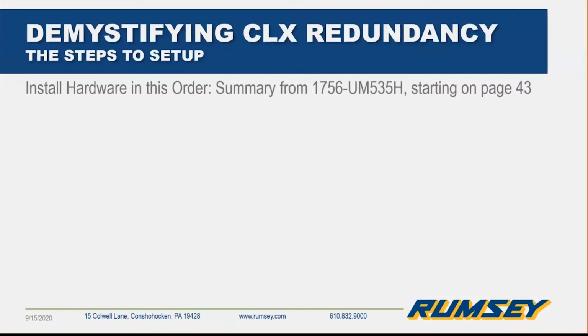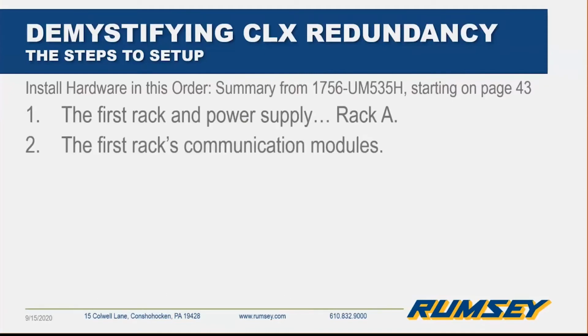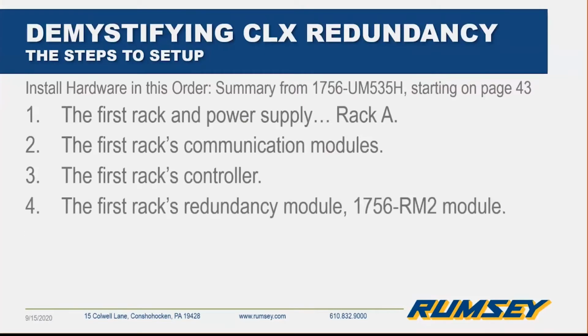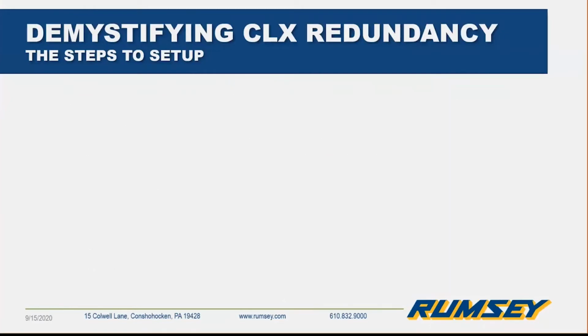Now, this is out of the 1756-UM535 manual specifically. I shrunk it down and summarized it for you. Simply, you're going to grab the first rack and power supply, screw them together. You're going to grab the first set of communication modules, the first rack's controller, the first redundancy module, the RM2. You'll plug in the fiber optic cables, and then you want to power it up.